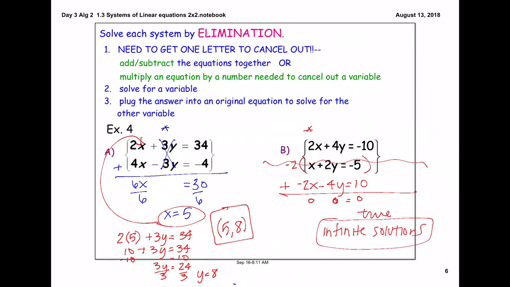So remember, when you are using the elimination method, you can choose any number to multiply either of the equations by. You just want to make sure that when you add the two equations together that they will eliminate each other.